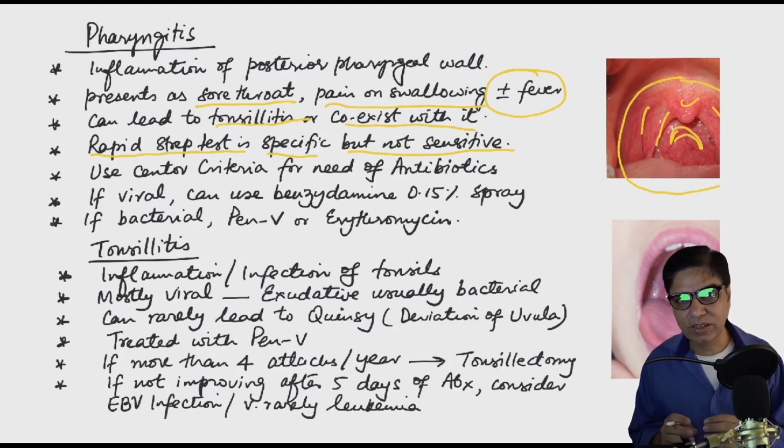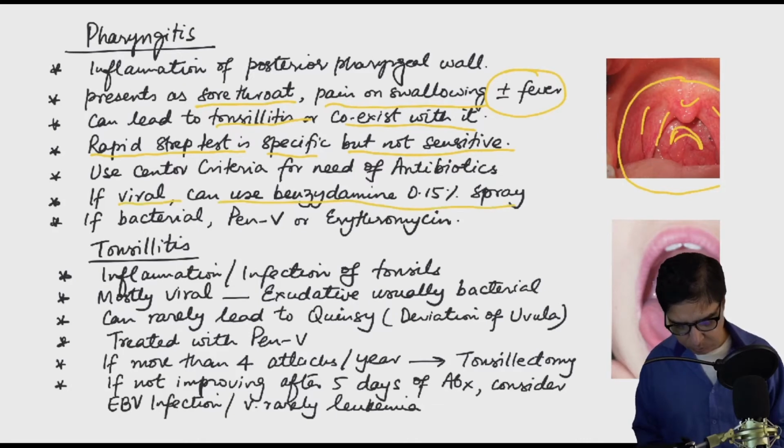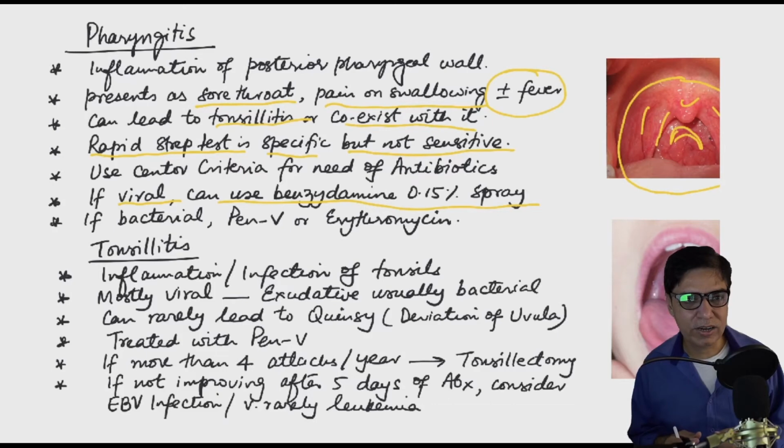If you think it is viral, the best would be to give them benzidamine 0.15% throat spray. So this is an anti-inflammatory throat spray, and it just cools down the throat. It reduces the pain sensation in the throat, so the child can swallow, the child can take his food, his feeds, whatever. So benzidamine 0.15% spray can be used every 4 hours.